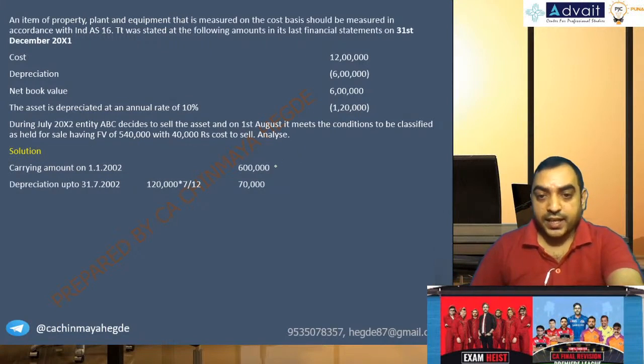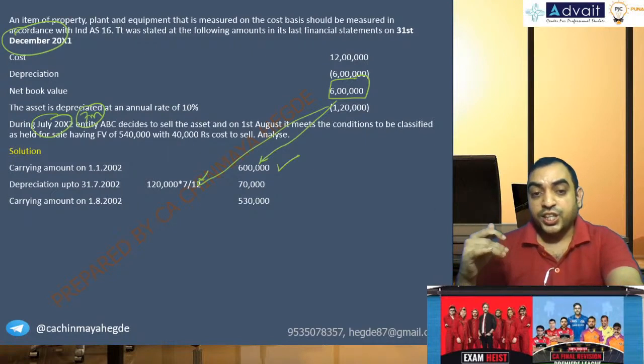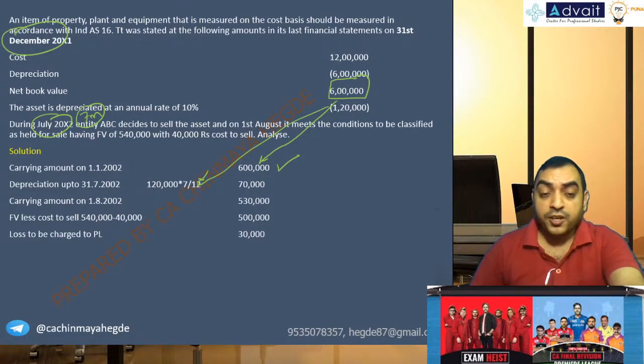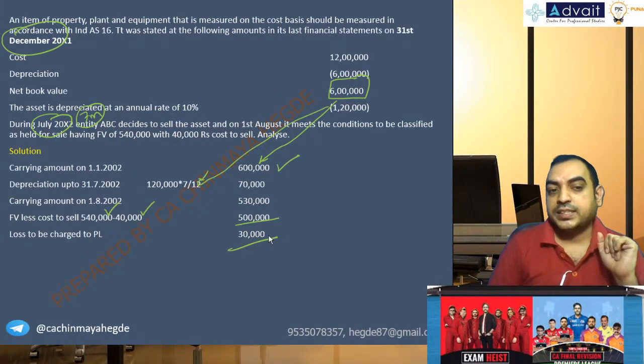So the carrying amount is 6 lakh. This is the carrying amount, the net book value. Then depreciation only for 7 months. This is a December ending company. So for 7 months up to July, we provide depreciation of 1,20,000 into 7 by 12. This should be compared under the principles of impairment, no depreciation, which means what? 5,40,000 is the fair value, less cost to sell, 5 lakh. So the difference of 30,000 will be transferred to the P&L account. That's all. Very simple question. Still can come in the exam.